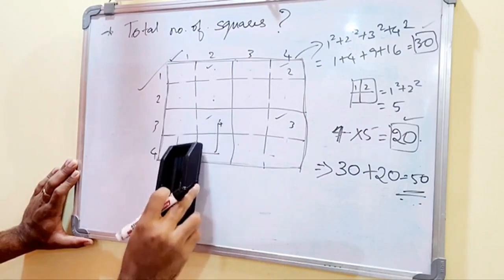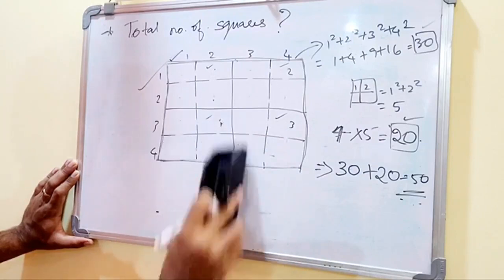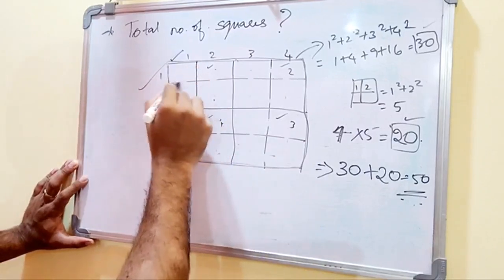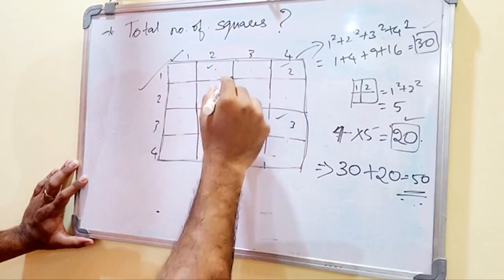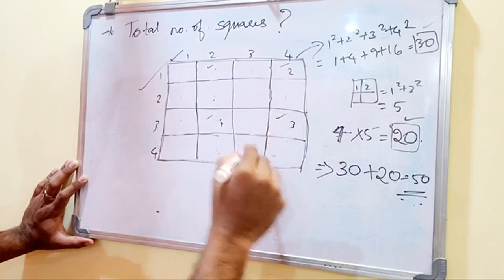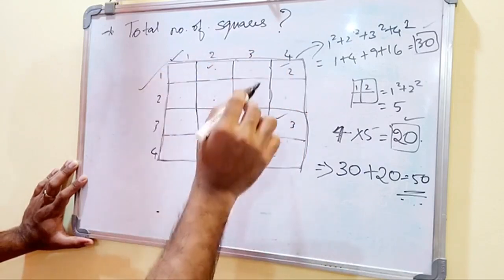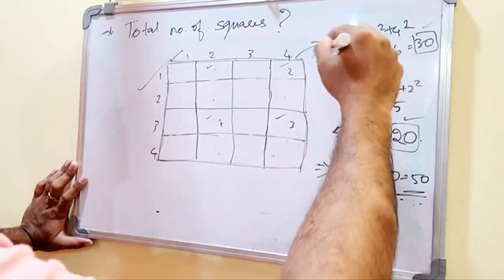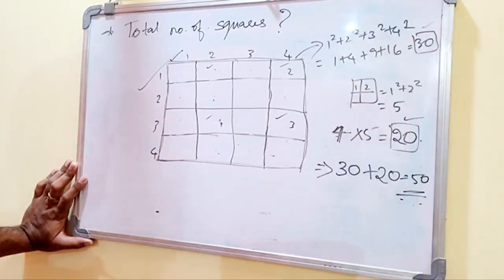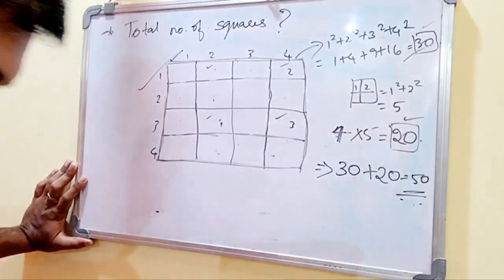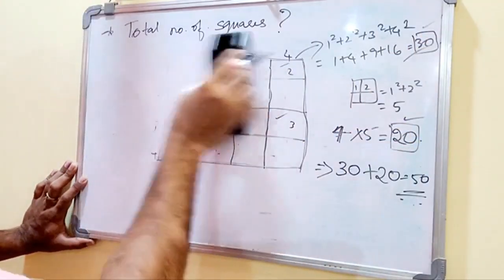And after calculating that, we are left with this big figure, and this is nothing but the first case that we had solved. One big square and smaller squares. So how many squares does this figure contribute? This figure contributes 1 square plus 2 square plus 3 square plus 4 square number of squares. That is 30 squares. 30 plus 20 will give you 50. This is the total number of squares in the given figure.